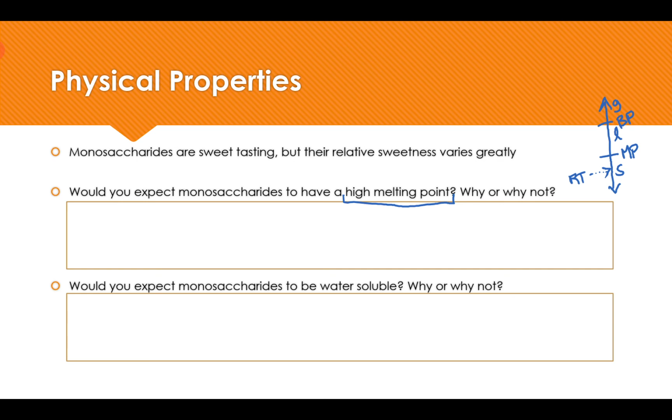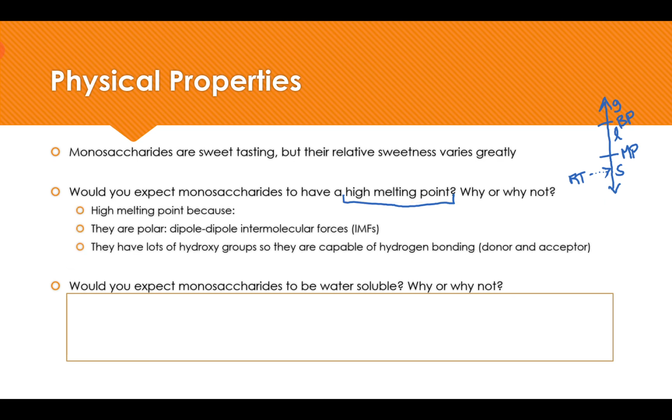That's going to be true because of the strong intermolecular forces possible between our monosaccharide molecules. Look at all the OH groups on there. That's going to have a lot of hydrogen bonding, both donating and accepting hydrogen bonding, because we have an H directly bonded to an O, and we have lone pairs on O's. And so that's a lot of crazy hydrogen bonding happening between these molecules.